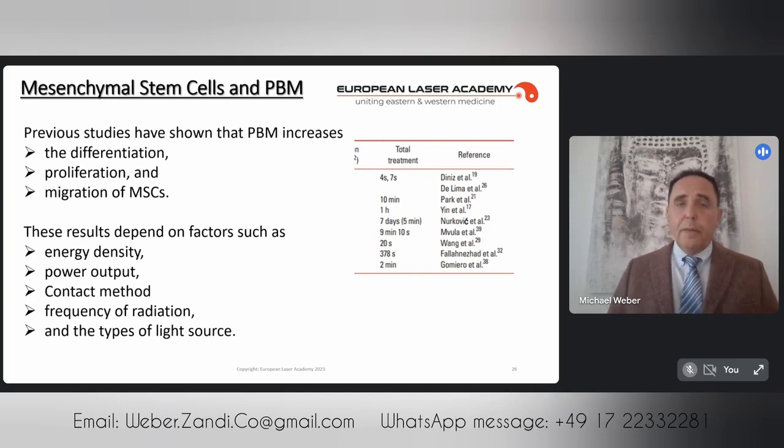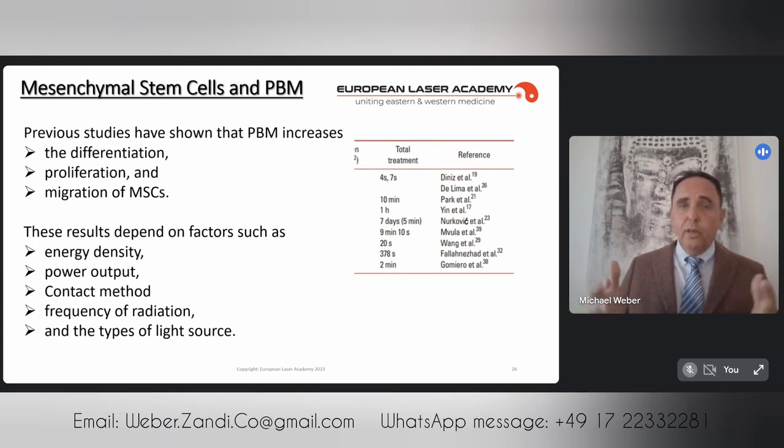Of course, to get the best possible results, I have to be aware of my settings, my laser devices. What is the best energy density? What is the power output of my device? As I mentioned before, very important is contact or even sometimes some pressure to the tissue to enhance the transmission of photons down into the tissue. How often do I have to irradiate, and which sort of lights do I use?